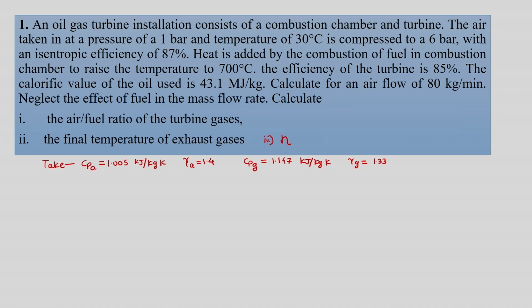A point to be noted here is that Cp of air is 1.005 and gamma of air is 1.4, and Cp of gas is 1.147 kilojoule per kg Kelvin and gamma of gas is 1.33. So the specific heat and specific heat ratio for air and gas are different, which we had not taken in the case of the perfect cycle. Having said this, we will go ahead and solve the example.